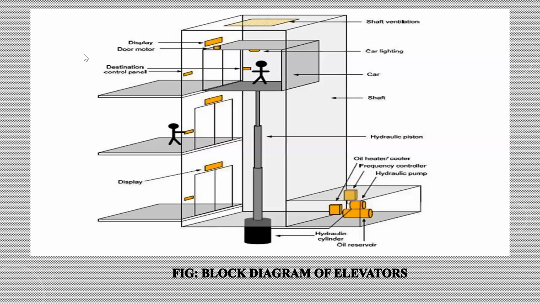Okay, continue. The block diagram of the elevator consists of a hydraulic pump, hydraulic cylinder, oil reservoir, frequency controller, oil heater or cooler, and a car shaft, some buttons and displays, doors, lifting, destination panels, etc.